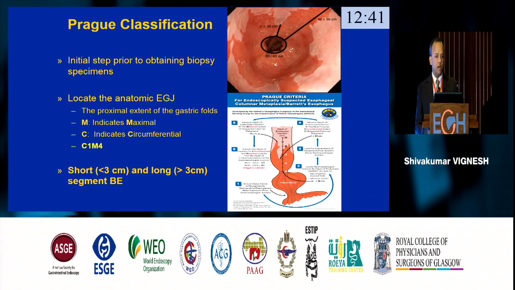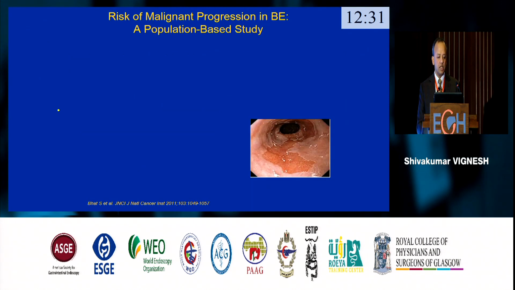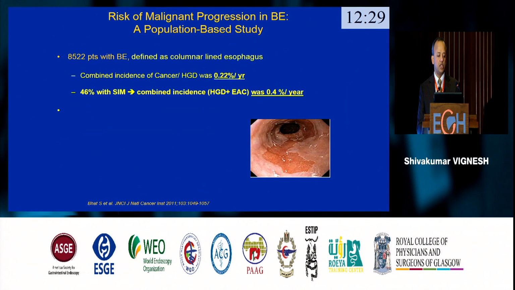Arbitrarily, the Barrett segment is divided into either long segment, longer than 3, or short segment, less than 3 centimeters, and this is used in multiple research studies. So what is the risk of malignant progression in Barrett's? This is a large population study of 8,500 patients, where the definition they used was a columnar-lined esophagus, which is used in the UK, and the incidence of cancer and high-grade dysplasia combined is 0.2%.